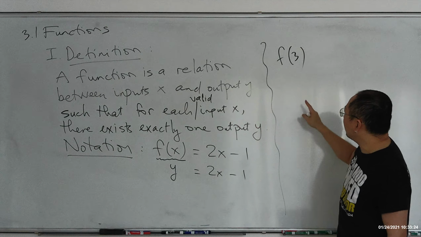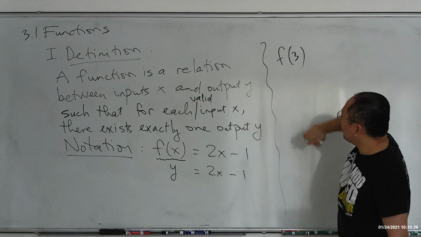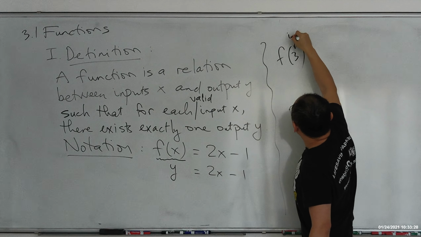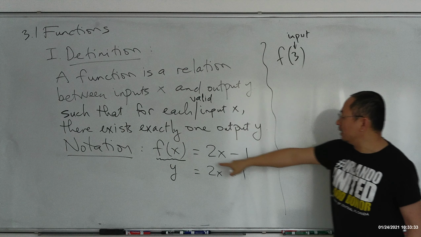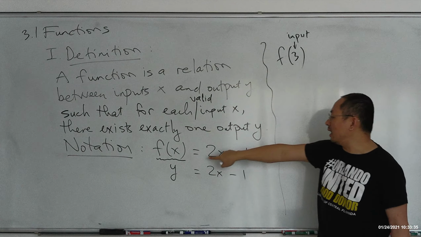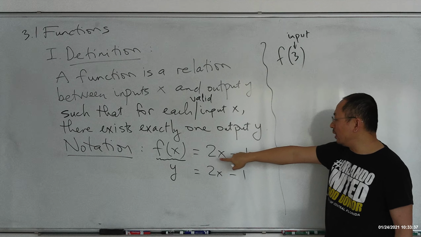What do I mean by f(3)? It means I'm plugging 3 in for the input. This is my input. And what do I mean by plugging 3 in for the input? This is my function, or you can think of it like a recipe. So what do I do with this?